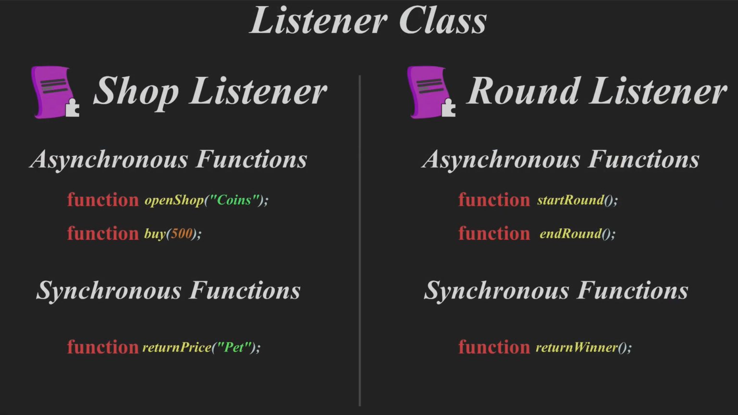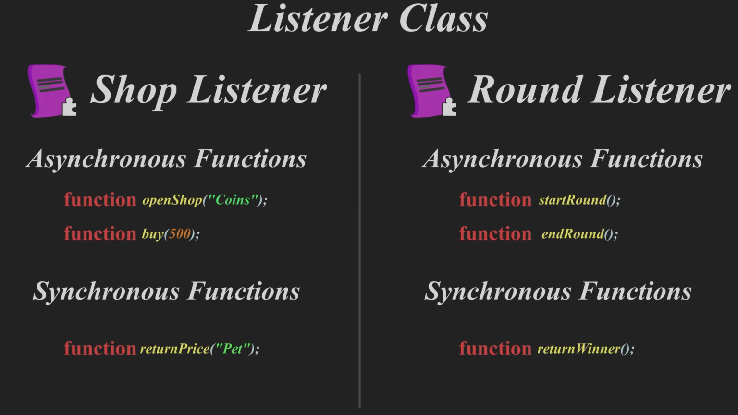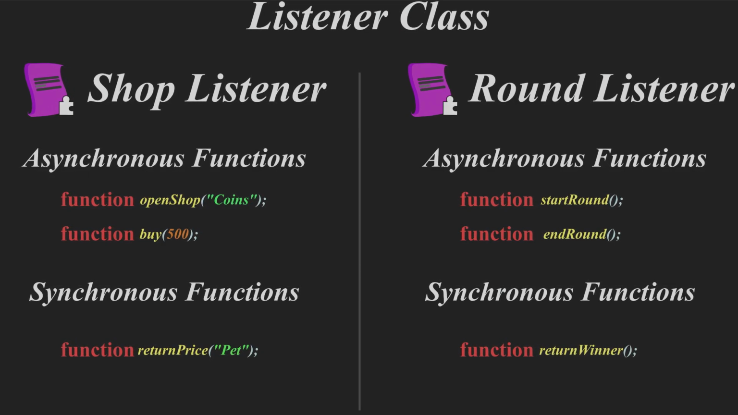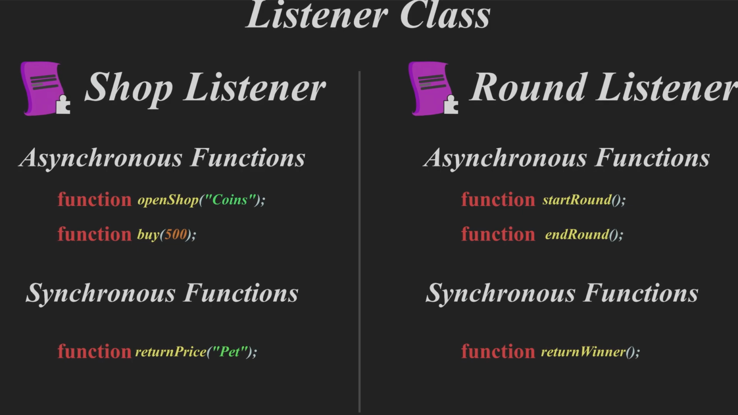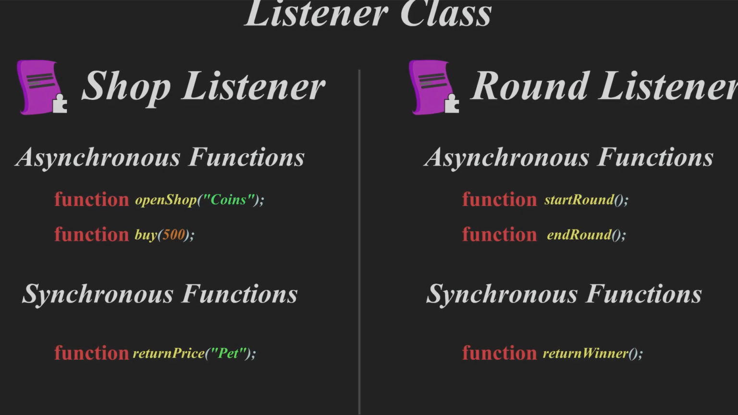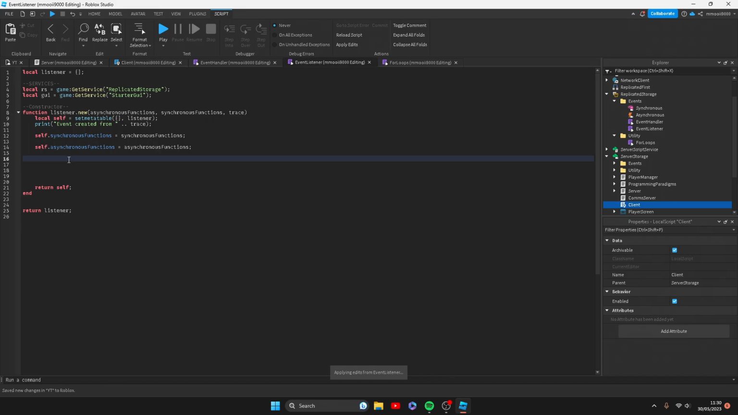So as you can see on the screen, one event might control the shop and that can have its own functions, but one event might control the round and that will have a different function such as load map. Now what we want to do is check if the event listener is running on the client or the server. If the listener is running on the client, we need to run on-client event or on-client invoke that come from the remote event and remote functions. However, if it's on the server, we need to run the on-server event and the on-server invoke.